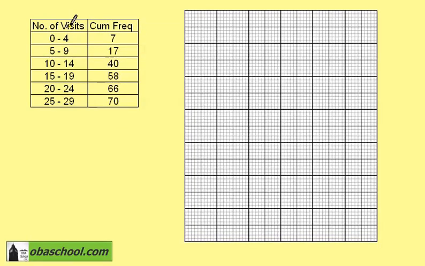We're now going to plot the cumulative frequency graph for this data. First, we need to consider these classes. Cumulative frequency is always plotted at end points, so we need to write down the upper class boundaries for each class. For 0 to 4, it's 4.5, 5 to 9, 9.5, 10 to 14, 14.5, 15 to 19, 19.5, 20 to 24, 24.5, and finally 29.5.